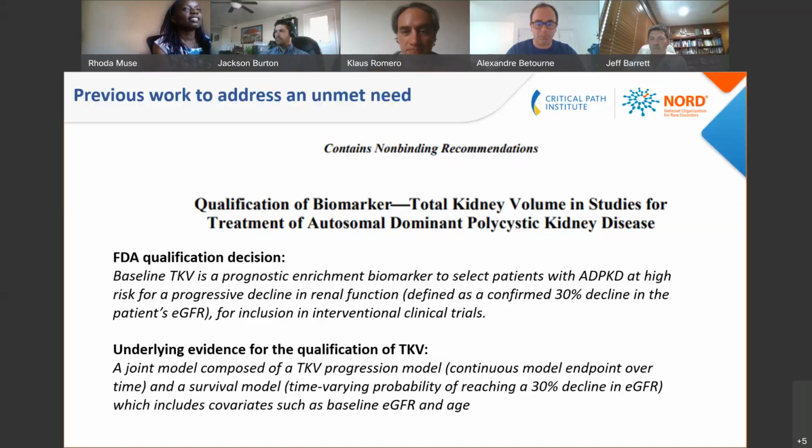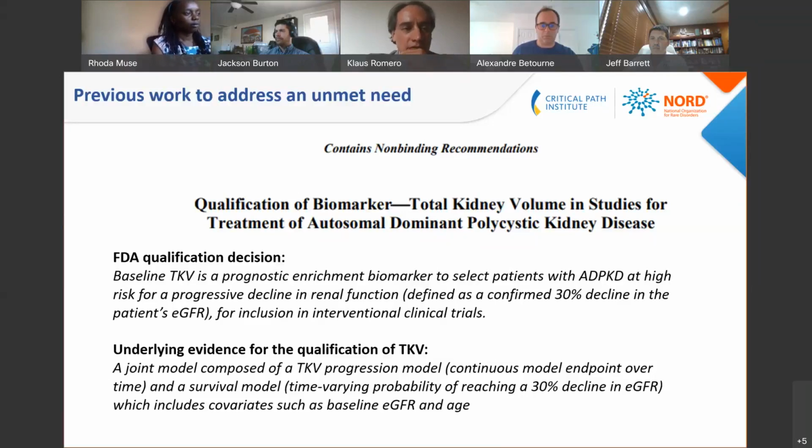Yes, so I can answer for the TKV. For TKV, we included the mode of measurement as a covariate within the longitudinal model. So it does account for whether it was measured by ultrasound, MRI, or CT scan. And then for the EGFR, I can't quite remember the equation which was used, but we did account for the race of the patient within the model.